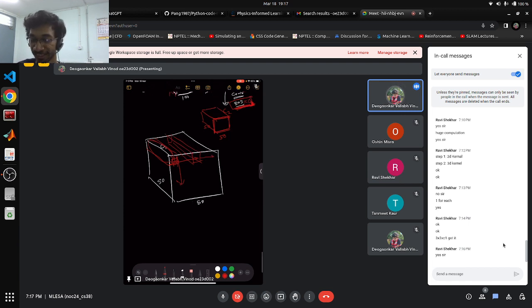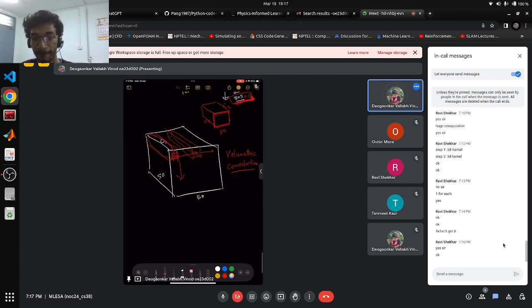So this is actually called volumetric convolution. Because the input was a volume, I'm now taking the sum over the entire thing, that is volumetric convolution. Are you getting that idea? Yeah.